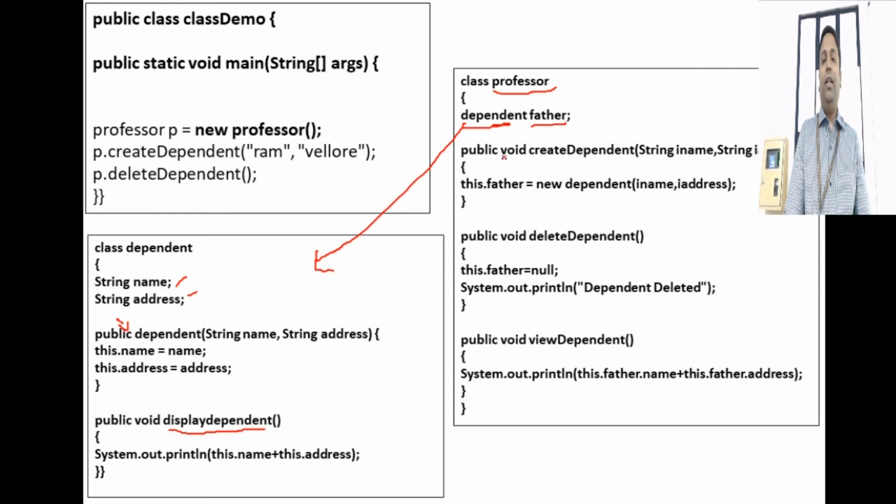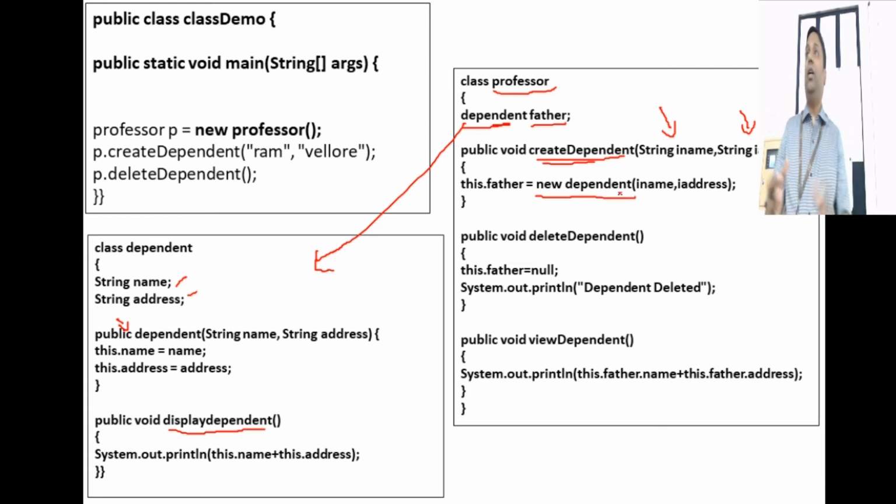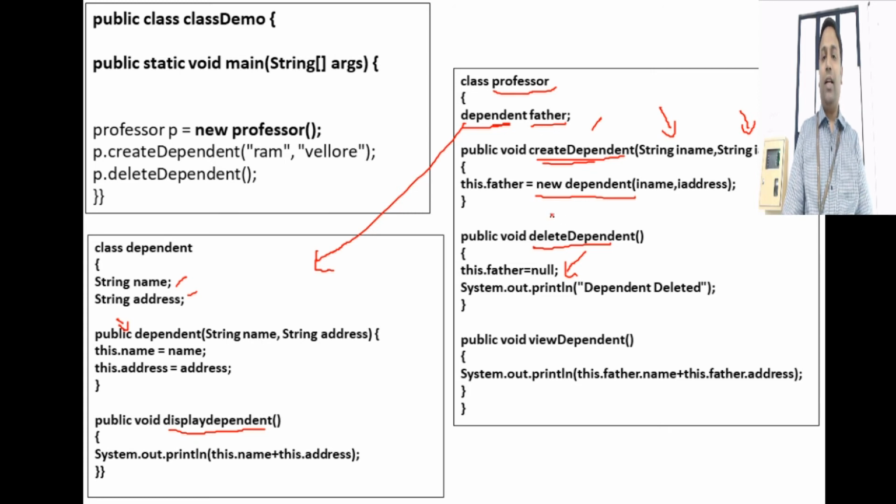So what I am doing here in this professor class is create dependent. So this method gets two parameters, name and address, and it creates this object. So a method in the professor class creating the object, that is the first method. I have delete dependent. What this one does is I'm just setting the reference for this particular object to null. So I can delete the reference. That's the meaning there. So there is another method in the professor class. And the professor can also view dependent details. What is view dependent detail? It returns the father name and father address.